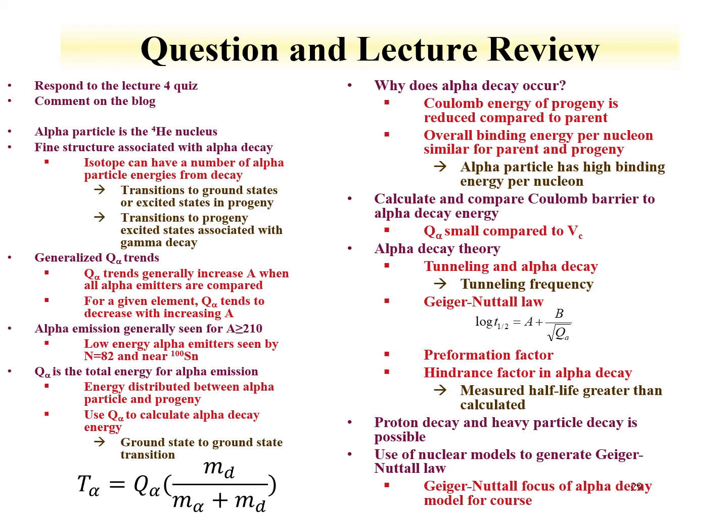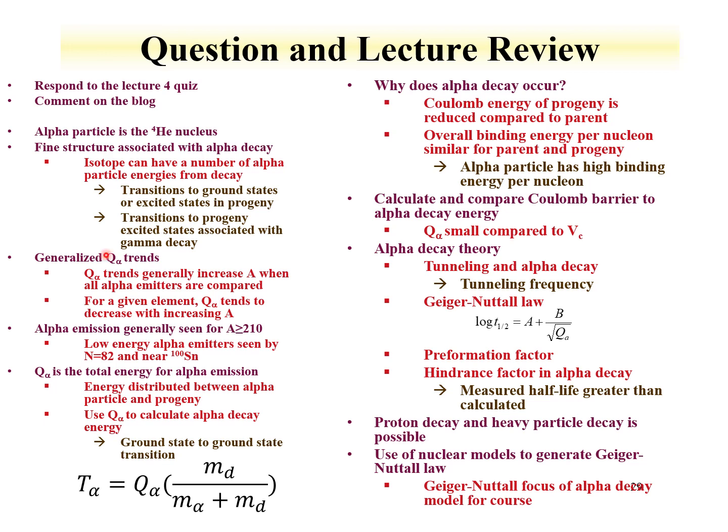The information that one should take away from this lecture is listed here. This includes that the alpha particle is the helium nucleus. We've discussed this in previous lectures, just re-emphasizing it here. You should also understand that there is fine structure associated with the alpha decay. An isotope can have a number of different alpha decay energies. This is shown on the chart of the nuclides, for example. Transitions to ground states or excited states in the progeny result in these different energies, and transitions to the progeny excited state also are often associated with gamma decay, and we'll discuss this more in the lecture on gamma decay.